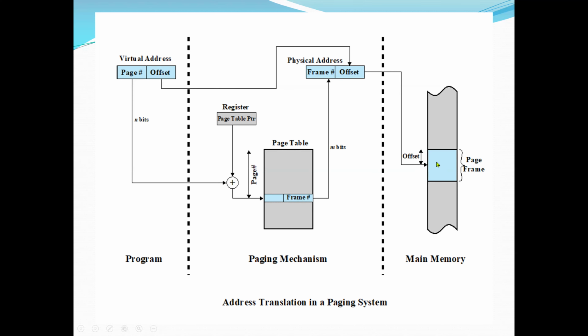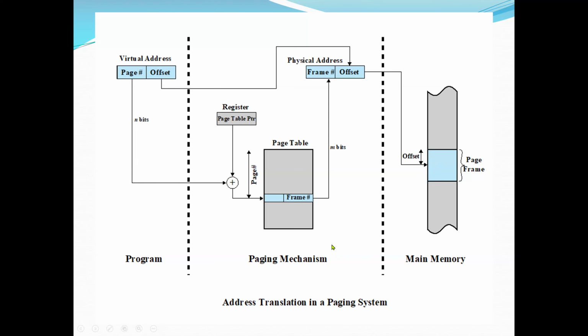Now, because the page table is of variable length, depending on the size of the process, we cannot expect to hold it in registers. Instead, it must be in main memory in order to be accessed. So this diagram suggests the hardware implementation of the address translation paging system.